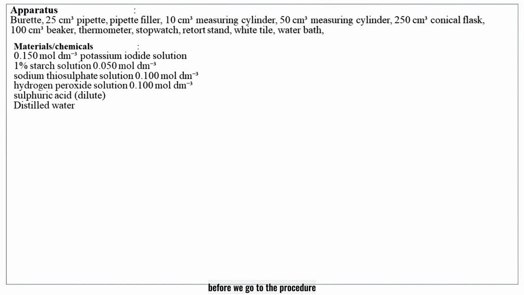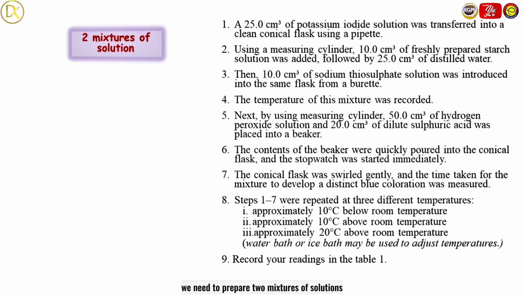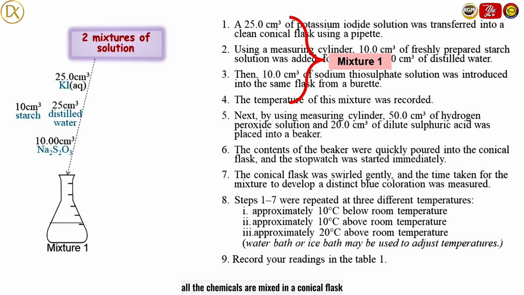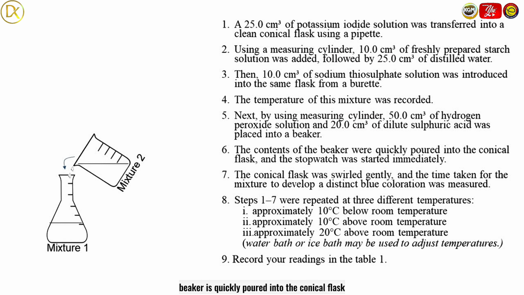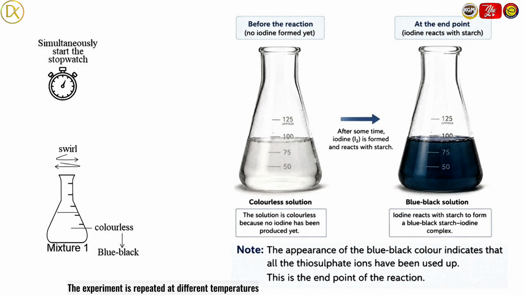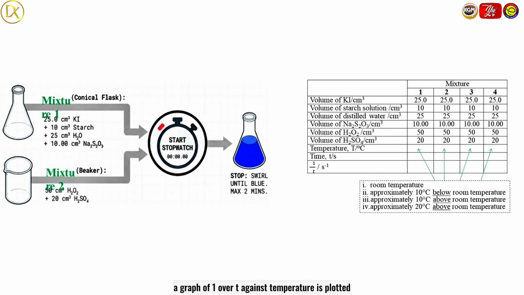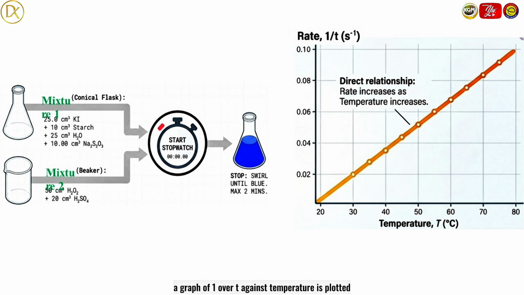Before we go to the procedure, I would like to show you the flow of this experiment. We need to prepare two mixtures of solutions. For mixture 1, all the chemicals are mixed in a conical flask. For mixture 2, the chemicals are mixed separately in a beaker. Then, the solution in the beaker is quickly poured into the conical flask, and the stopwatch is started simultaneously. The time taken for the solution to turn blue-black is recorded. The experiment is repeated at different temperatures. Finally, a graph of 1/T against temperature is plotted.